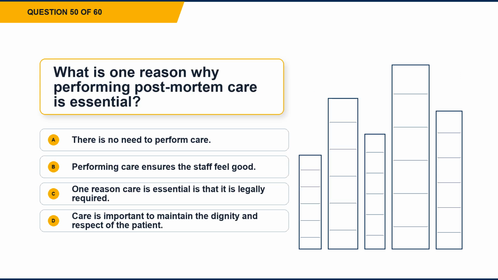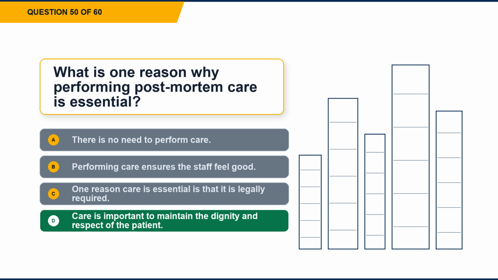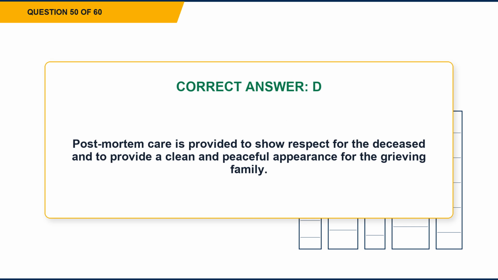Question 50. What is one reason why performing postmortem care is essential? Option A, there is no need to perform care. Option B, performing care ensures the staff feel good. Option C, one reason care is essential is that it is legally required. Option D, care is important to maintain the dignity and respect of the patient. The correct answer is option D, care is important to maintain the dignity and respect of the patient. Explanation. Postmortem care is provided to show respect for the deceased and to provide a clean and peaceful appearance for the grieving family.